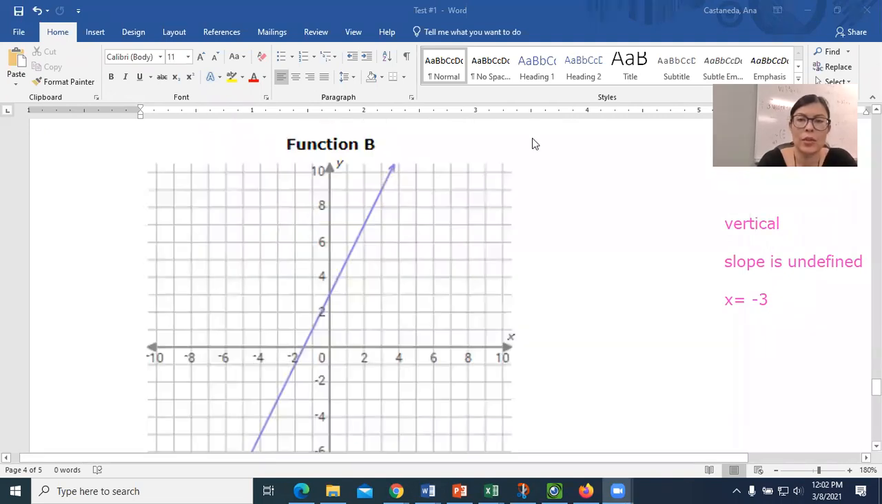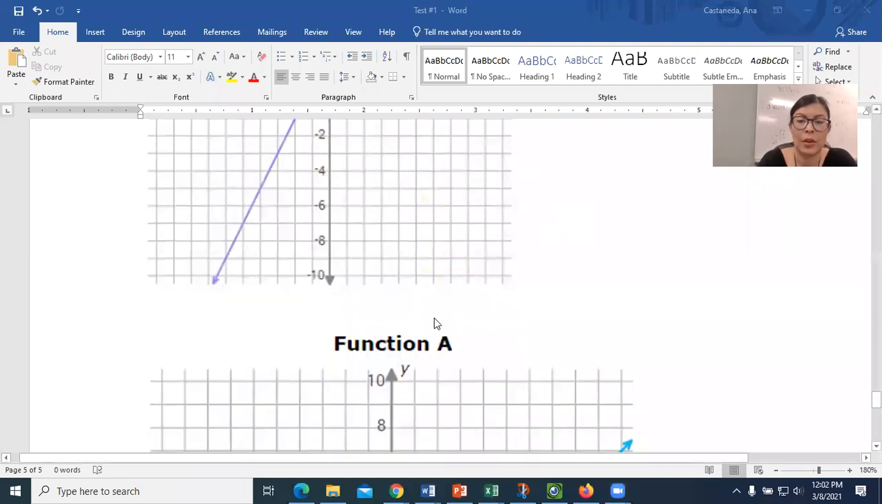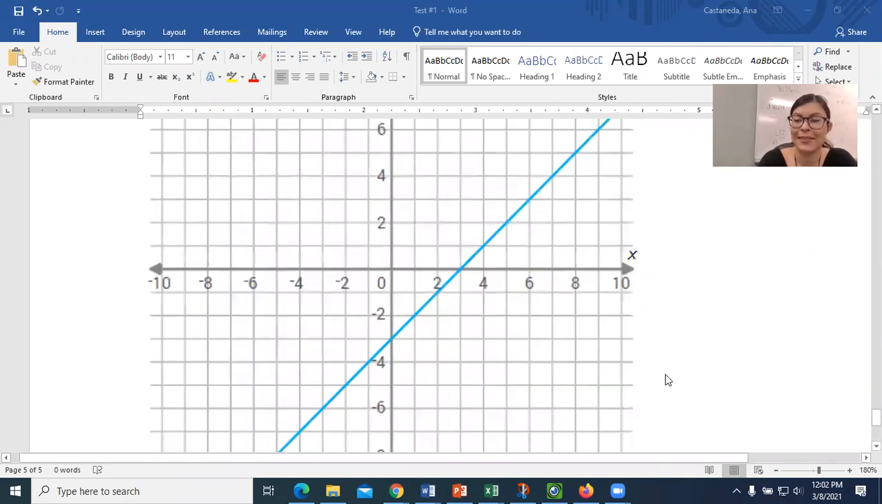All right, I think I asked you for the y-intercept here on this one. And the y-intercept is where it crosses the y-axis, which would be right there at 3. That's your y-intercept, +3. For this one, it crosses right there at -3. And that was the last question. So make sure you start on test number 2, please.